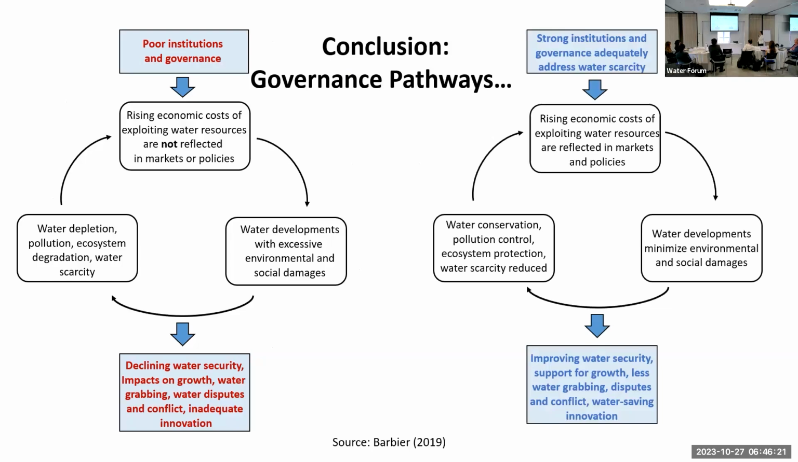So finally, that's it. What we want is to be on a virtuous governance adaptation circle. We don't want to be in a vicious circle. So that's it. Thank you.